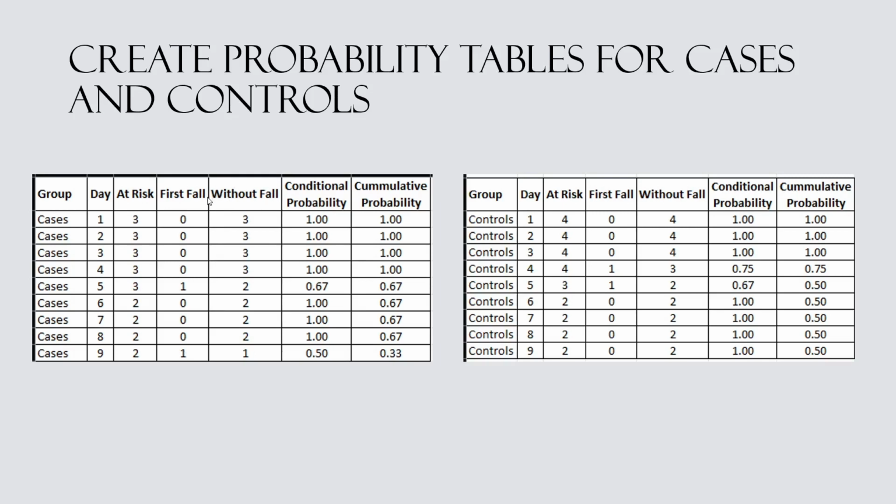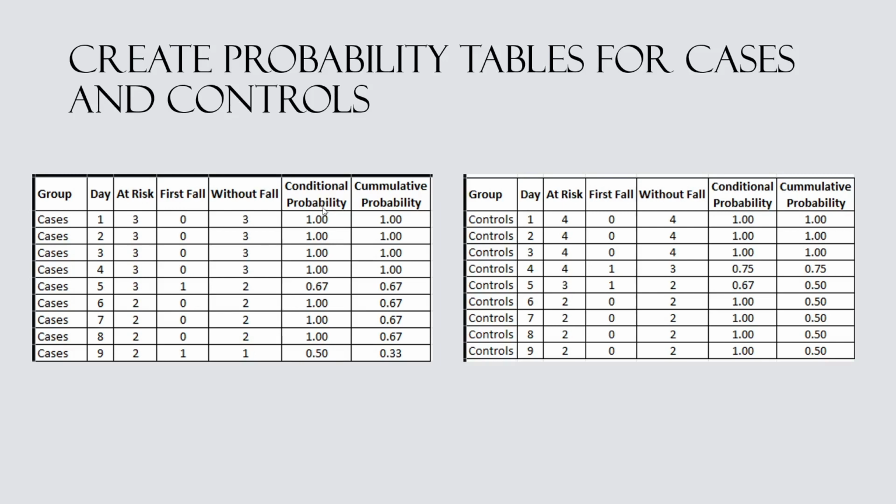The next column is without fall. This just measures those who have not fallen yet after that day. The formula for without fall is the number at risk minus the number who had their first fall. This means that for day 1, in the cases group, since there are 3 at risk and no one has fallen in the first day, number without fall is 3. On day 5, there are 3 at risk, but 1 fell on that day, so there are only 2 without fall.